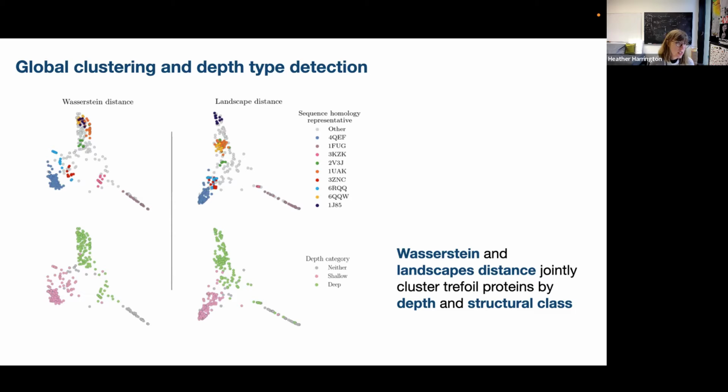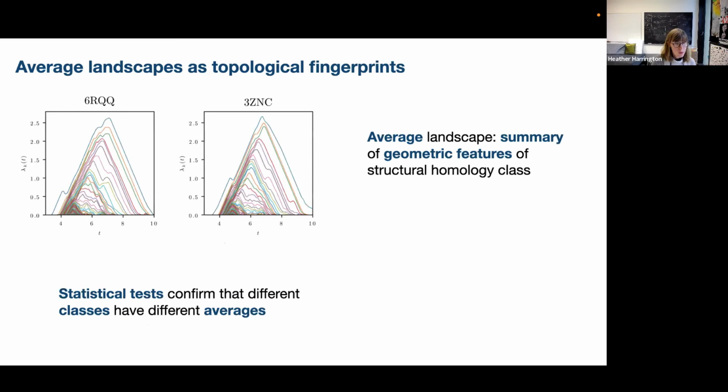And I was surprised in some way, because we don't know if we expected it. But from this, we can also say, okay, for all of the proteins in one of the sequence homology classes, we can compute an average. So we can average the landscapes to get a summary of geometric features of one of these classes, and then we can confirm statistically that these have different averages.